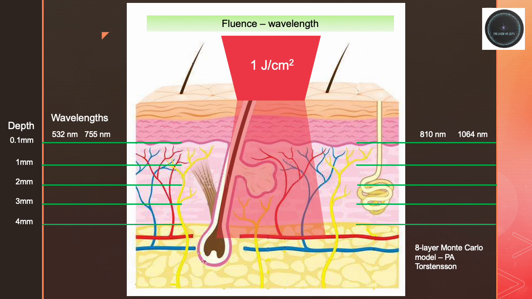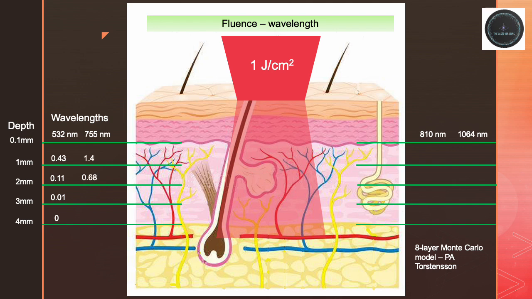So if we fired 1 joule per square centimeter at the skin surface, how much of that fluence reaches the various depths? Well, with the 532 wavelength, at 1 millimeter depth, the fluence has dropped to 0.43 joules per square centimeter already. At 2 millimeters, it's dropped down to 0.11. At 3 millimeters, it's dropped down to 1% of the fluence at the skin surface. And by the time you get down to 4 millimeters, there's virtually no fluence at all left from that particular wavelength.